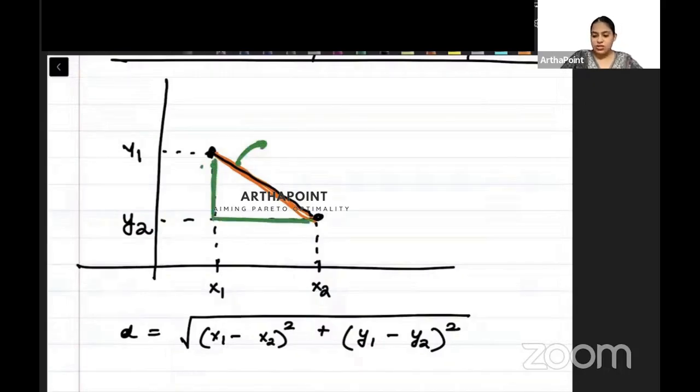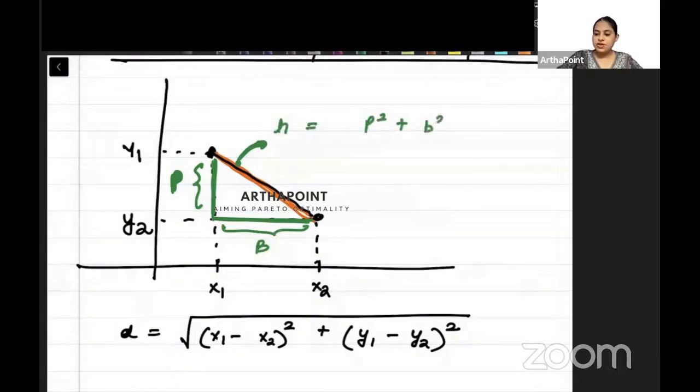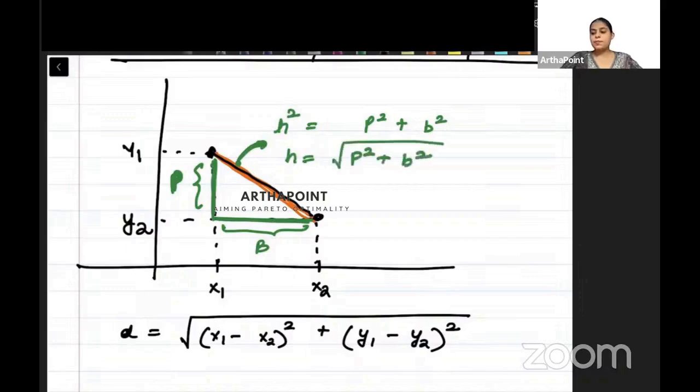you can notice that this is the perpendicular, and this is the base, and this is nothing but the hypotenuse. So hypotenuse square is perpendicular square plus base square. So hypotenuse is nothing but perpendicular square plus base square under root.